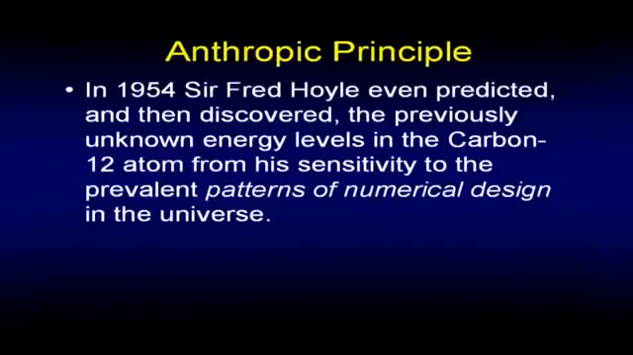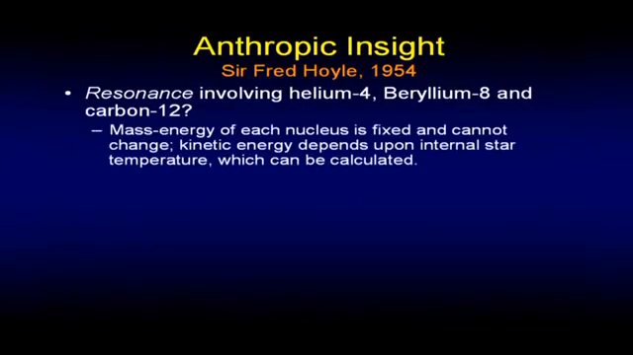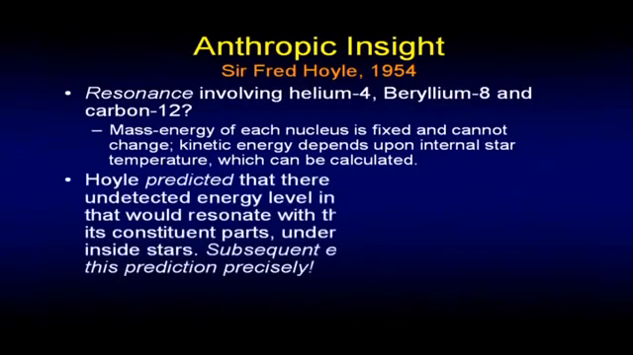Ridiculous. I want to give you an example where the anthropic principle actually led to a scientific discovery. Fred Hoyle, who was a skeptic. In 1954, he predicted and then discovered the previously unknown energy levels in the carbon-12 atom. How? From his sensitivity to the prevalent patterns of numerical design in the universe. There was resonance involving the helium-4, beryllium-8, and the carbon-12. The mass energy of each nucleus was fixed and cannot change. The kinetic energy depends upon the internal star temperature, which can be calculated.